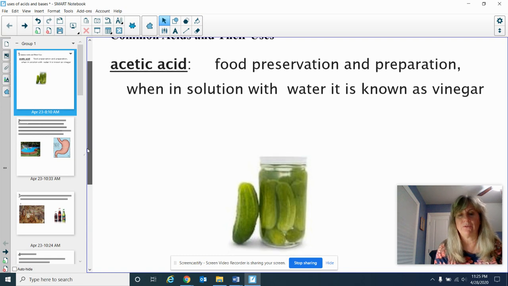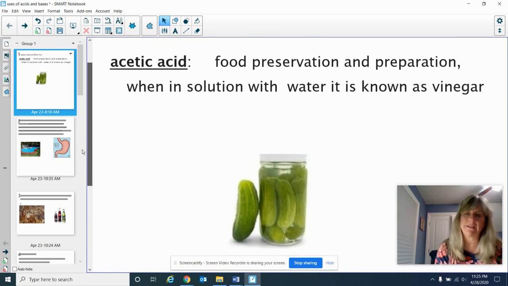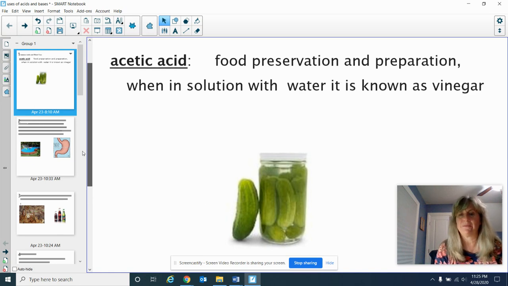So if you like pickles, or if you like Italian salad dressing, or many other types of anything pickled for sure, then you've had vinegar and you've had acetic acid. And a lot of people also use vinegar as a cleaner because it's good for killing germs.